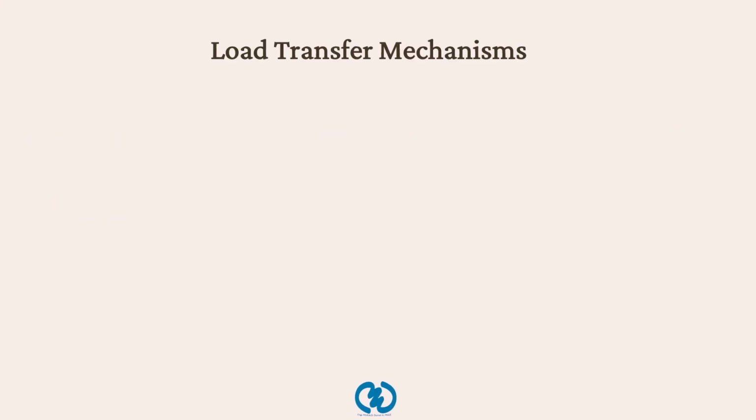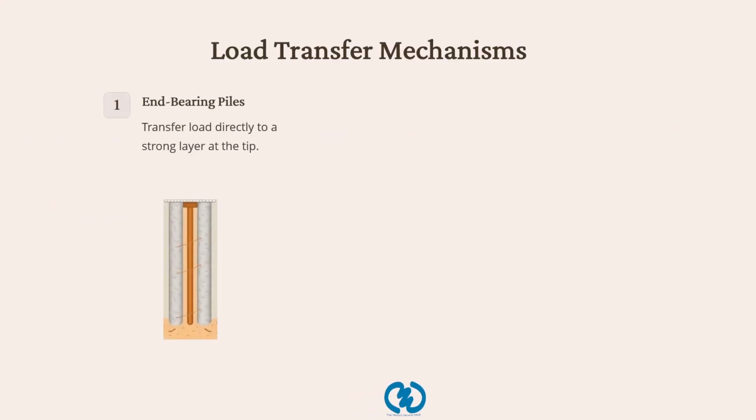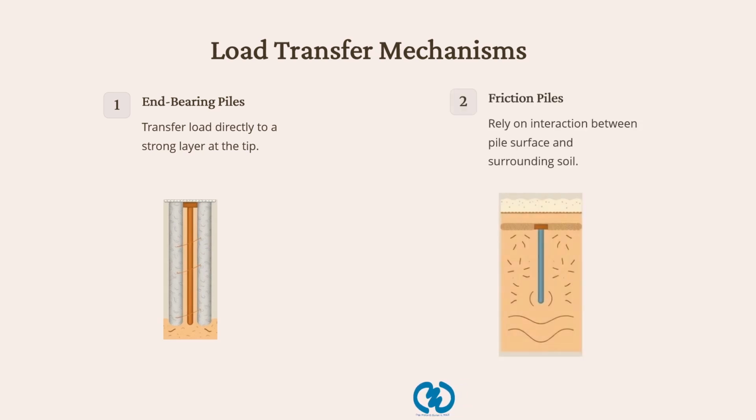There are two main mechanisms for load transfer. End-bearing piles transfer the load directly to a strong layer of soil or rock at their tip, much like a column resting on a stable base. In contrast, friction piles rely on the interaction between the pile's surface and the surrounding soil to distribute loads along the shaft. Both mechanisms have unique applications, and the choice depends on site-specific conditions.